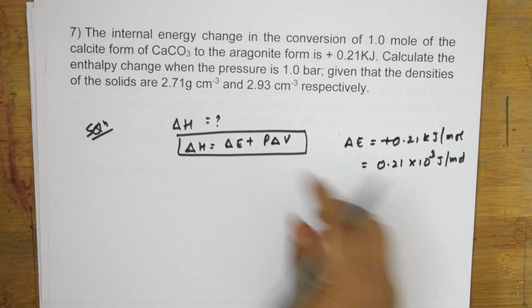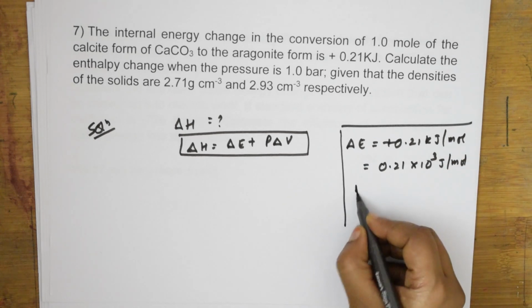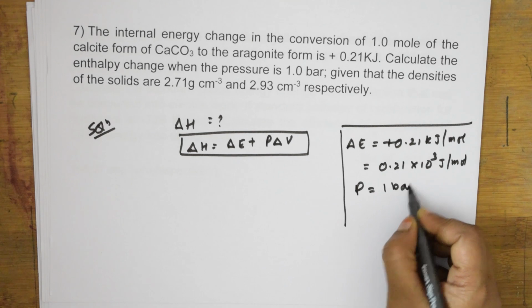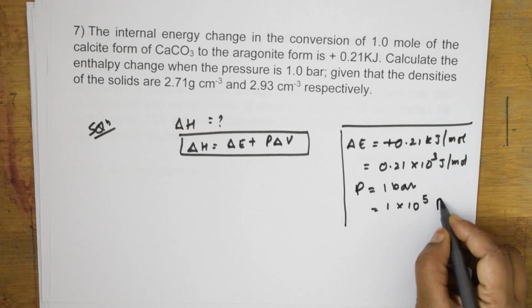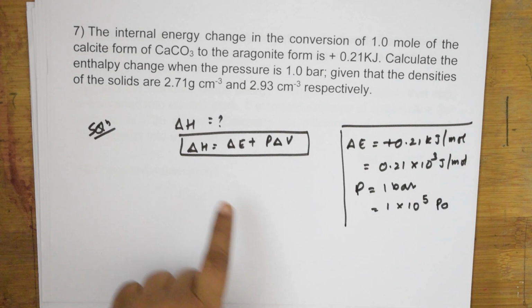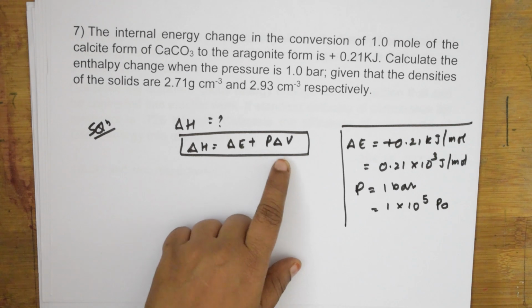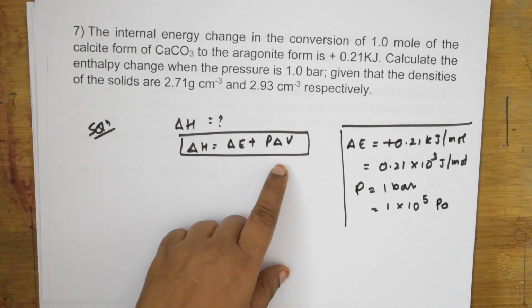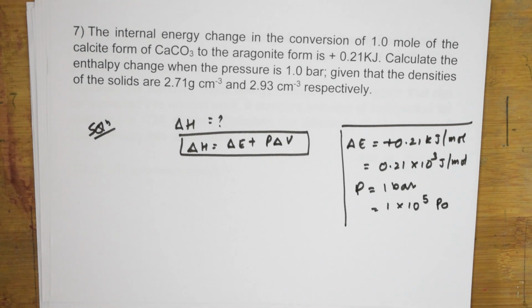How much is the pressure which is given? I'm writing the data here. P is 1 bar. Convert this into 10 raised to the power of 5 Pascal. So bar to Pascal I've converted. Yes, so this is over, isn't it? Now see, basically I'm doing step by step, one after the other, so that finally I come back to delta H.